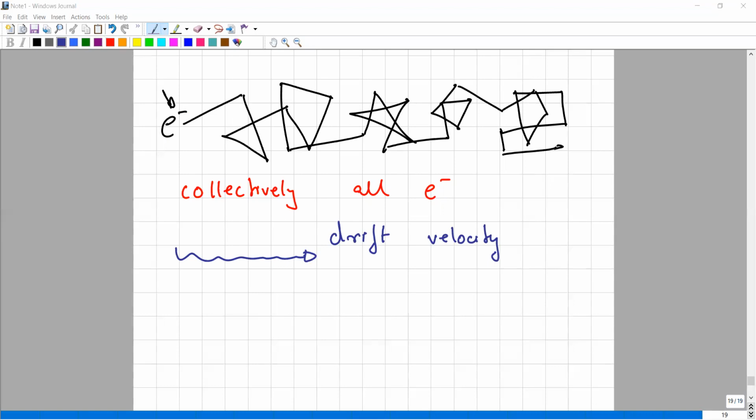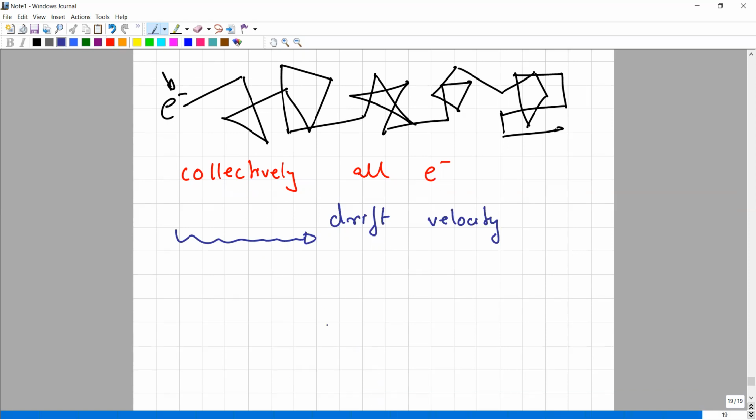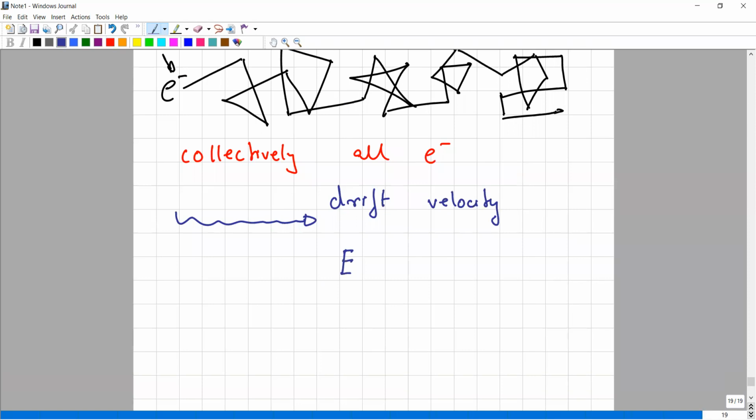And drift velocity is not the velocity of an individual electron. It is a collective velocity of all the electrons. So that is what we have to find. We are going to find the expression for the drift velocity. How to find the value of drift velocity?